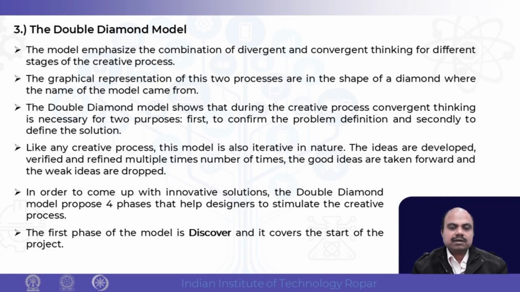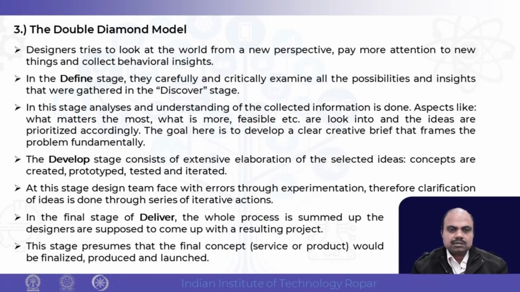So in order to come up with an innovative solution, the double diamond method proposes 4 phases that help designers to stimulate and create the creative process. The first phase is called discover, and it covers the start of the project. In this, designers try to look at the world from a new perspective and pay more attention to new things. Next is define. They carefully and critically define and examine all the possible insights from discover.